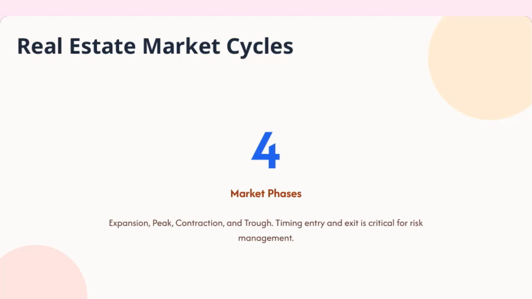Let's take a closer look at the different phases of the real estate market cycle: expansion, peak, contraction, and trough. Each of these phases plays a crucial role in understanding market dynamics. During the expansion phase, the market is growing, prices are rising, and demand is increasing. Then we reach the peak, which is the highest point of market activity, but it's also a critical moment where signs of slowdown might begin to appear.